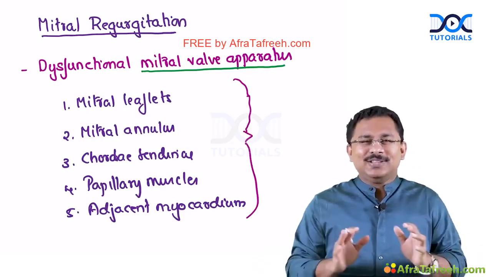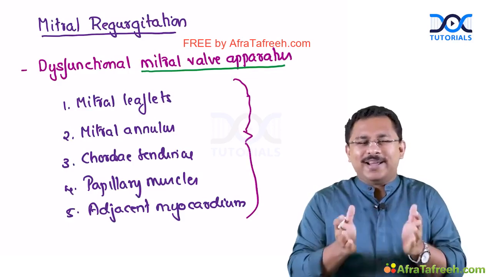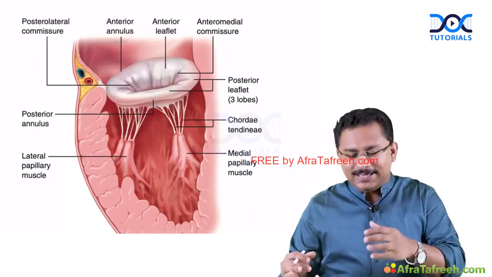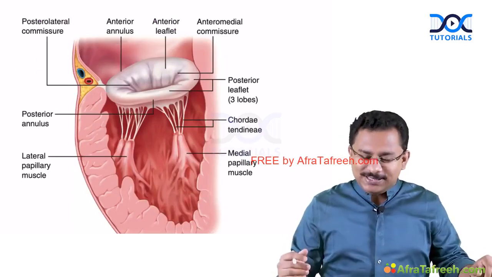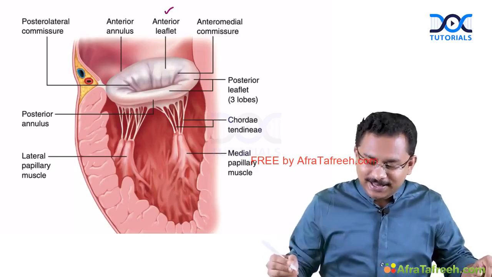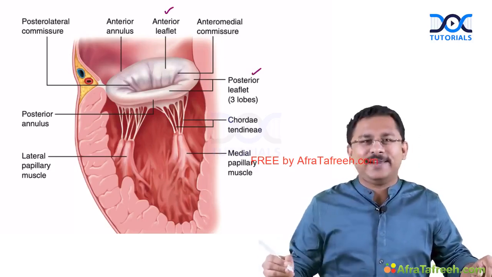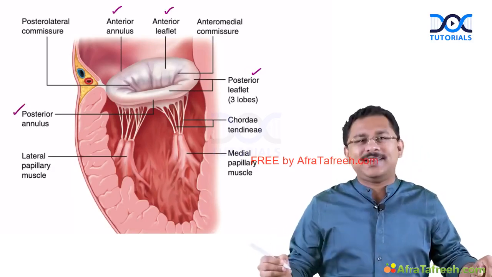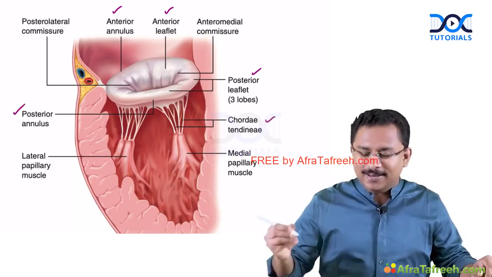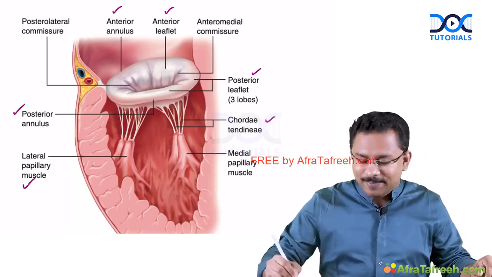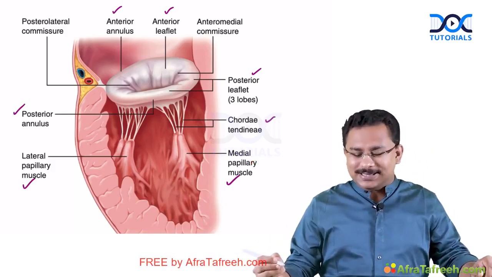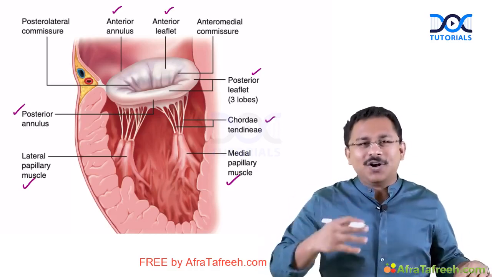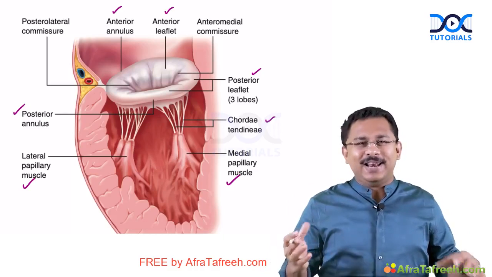So I think you've got a basic idea of what I am talking about. Things will be a lot clearer when you have a look at the mitral valve apparatus image. Just go through this. You can see the leaflets, the anterior leaflet as well as the posterior leaflet. You can see the mitral annulus, the anterior annulus and the posterior annulus. You can see the chordae tendineae. You can see the papillary muscles, the medial and lateral papillary muscles. And you also have the supporting wall of the left ventricle. All this together forms the mitral valve apparatus.